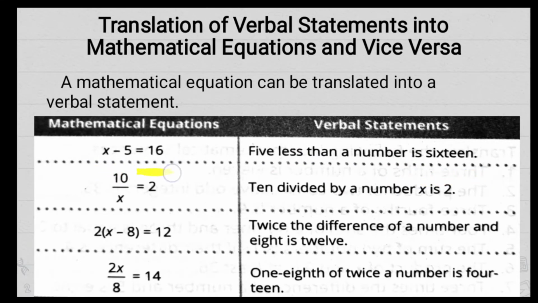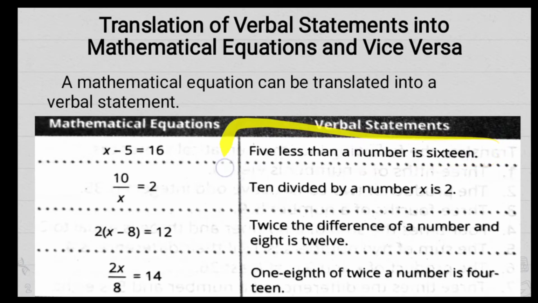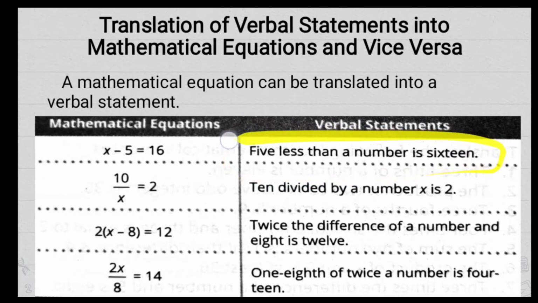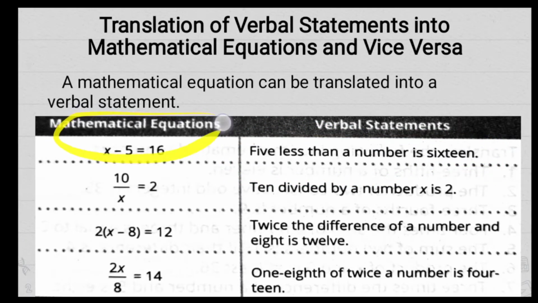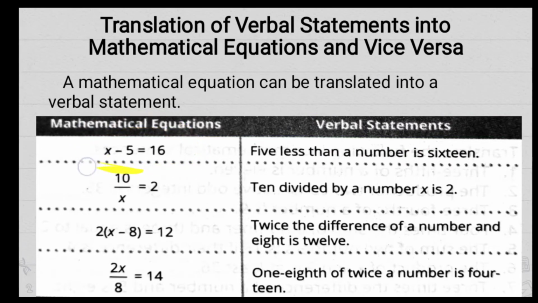Equals 16. Okay? So as I said, there is more than one answer for translating a mathematical equation to a verbal statement. So we can say that another translation for this item would be a number minus 5 is 16. Okay?